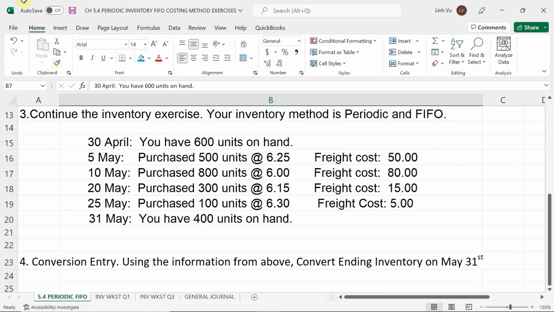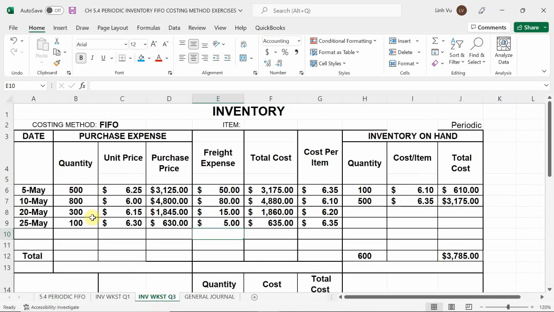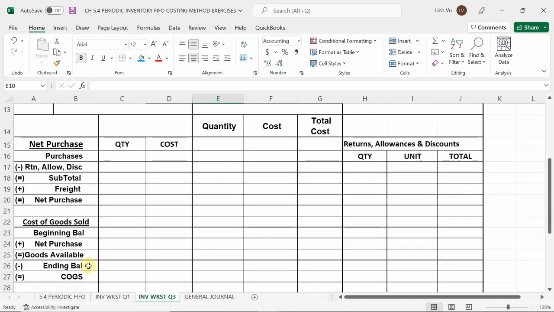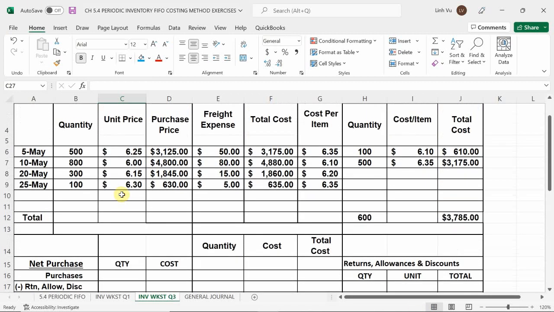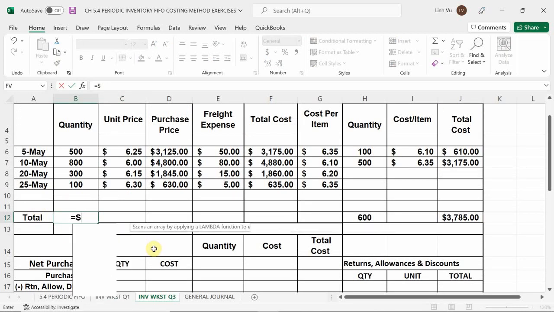So May 31st. That means I've reached the end of my accounting period because someone went down to the basement and took a physical count and told you that you have 400 units left. So therefore, my ending balance is a quantity of 400. So that's where I have to tell myself, now I need to calculate all my grand totals. So in this case, right, equals sum. What is the grand total amount of quantity that I purchased? Purchased only, okay? So you got 500 plus 800 plus 300 plus 100. How many units did you purchase in grand total?